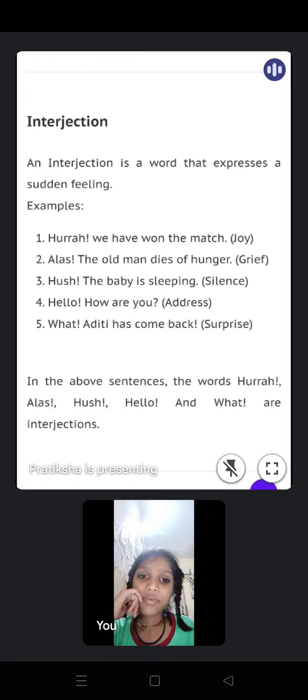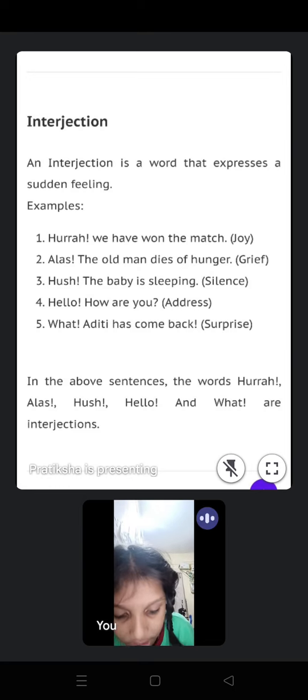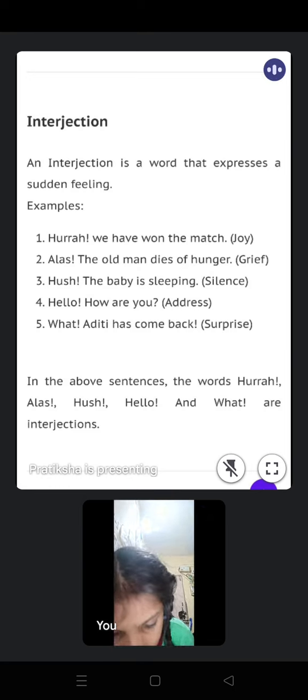And what? Aditi has come back, as if Aditi has come back from Europe or from abroad. So what is used for surprise? Therefore, you write what is written in the bracket. But you understood what I said? Yes, ma'am, understood. Okay. Then write first, okay? And then we have completed with the portion of parts of speech.